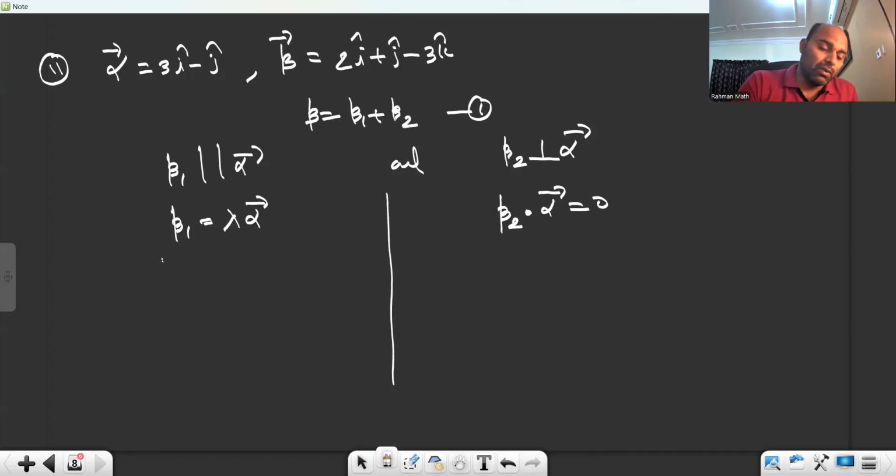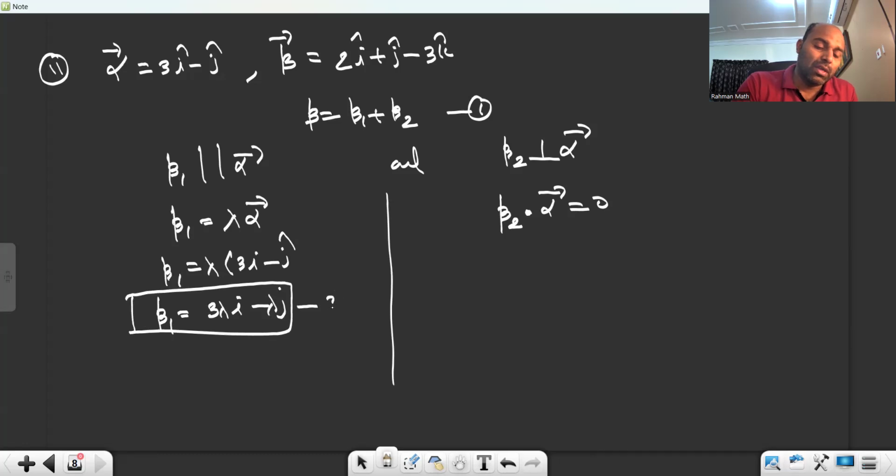Now beta 1 equal to lambda into alpha. Alpha already we have, 3i minus j. So beta 1 we got 3 lambda i minus lambda j. This is beta 1. I'm calling this equation number 2. Now, I think everyone understood this one.